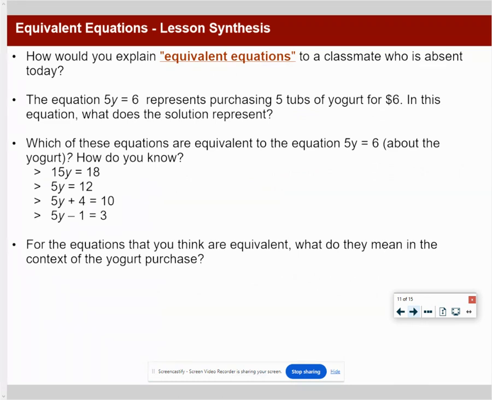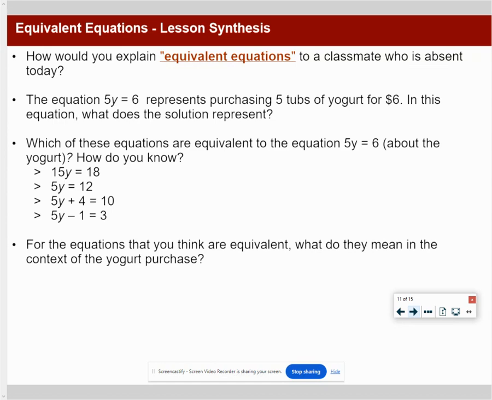Okay, this is not in your book, but I would hope that today if you were talking to somebody that wasn't in class and you were trying to explain what equivalent equations are, it's when you take an equation and you do something to it, you make a, let's call it a valid move. You do something that actually makes sense, and we're doing the same thing to both sides of the equation. It's not equivalent if you do different things to both sides of the equation.